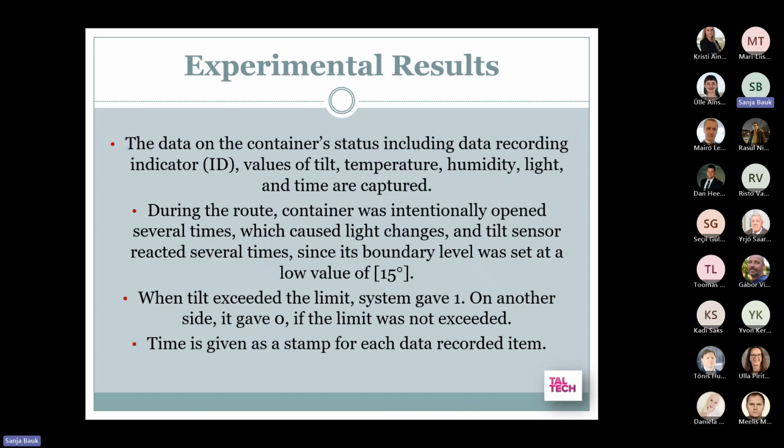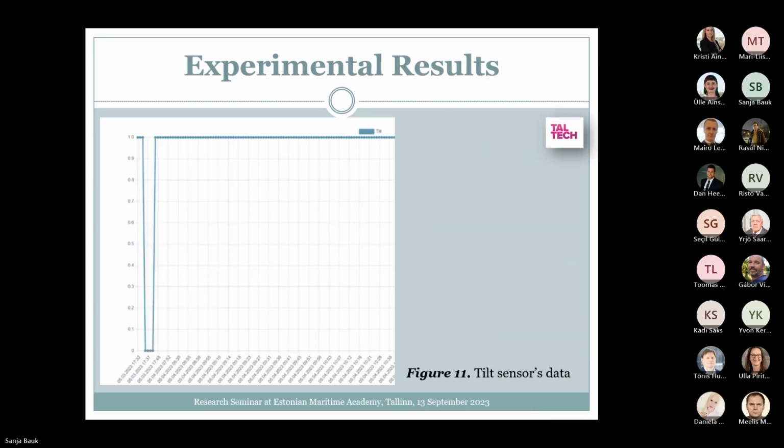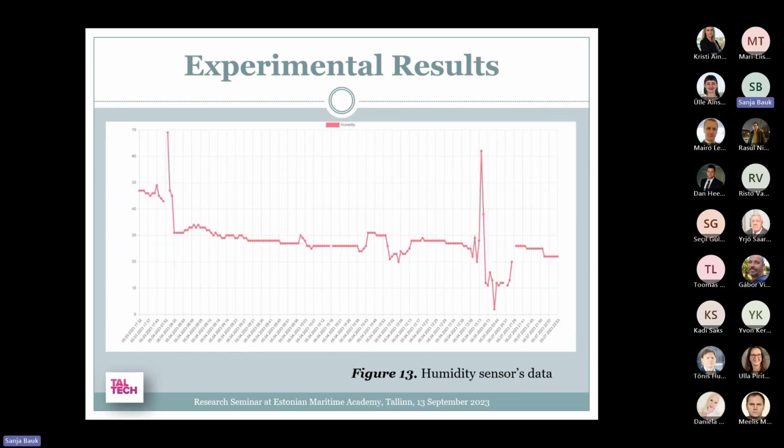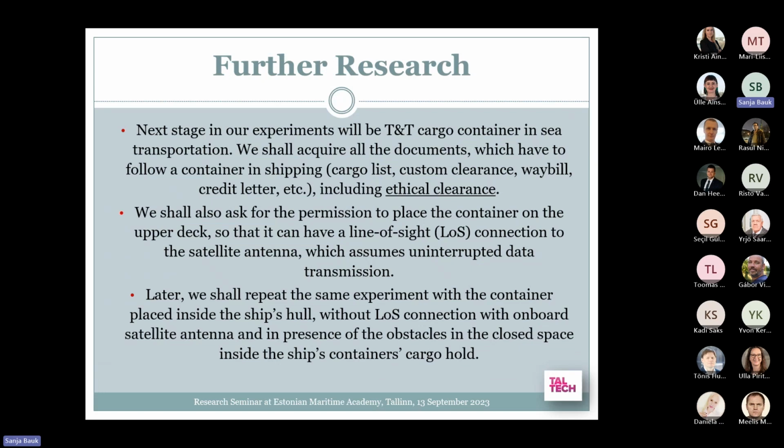When the limit was exceeded, the system gave 1. On the other side, it gave 0 if the limit was not exceeded. Time is given as a stamp of the data recorded item. These are readings from a tilt sensor, and as I said, it was activated during the loading operations. These are recordings from the temperature sensor, from the humidity sensor.